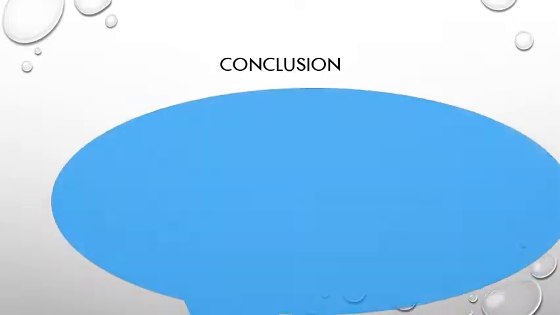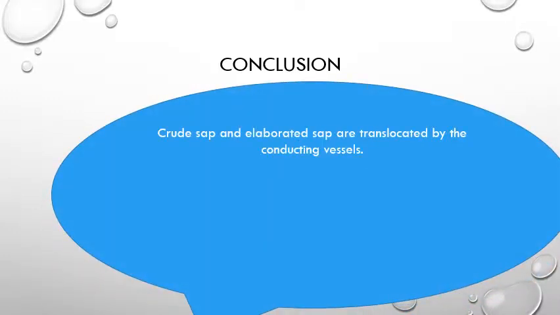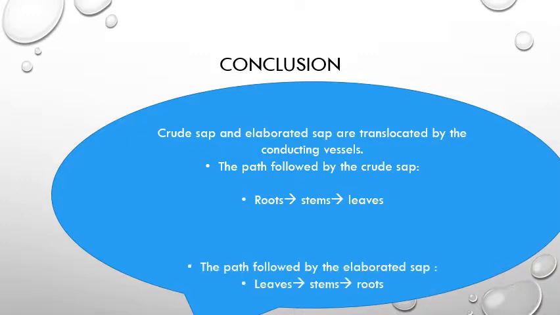So we conclude that crude sap and elaborated sap are translocated by the conducting vessels. They are transported by the conducting vessels. The path followed by the crude sap is the roots, stems, then the leaves. And the path followed by the elaborated sap is the leaves, stems, then the roots.